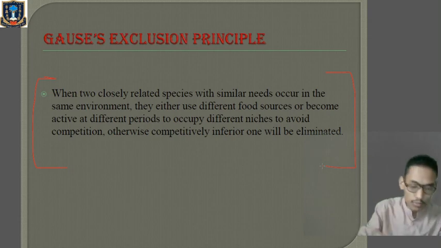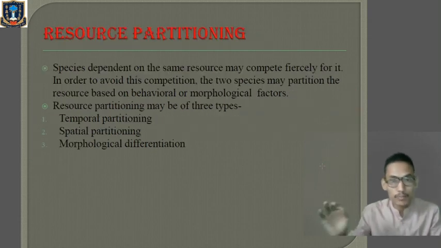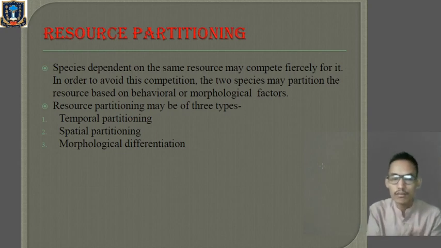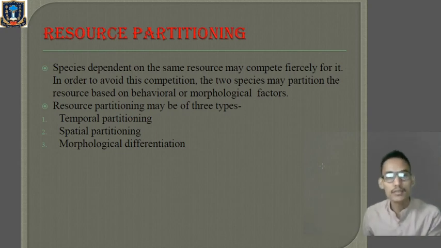Clear? Okay, now next one, we'll go through resource partitioning. That means we are trying to divide the resources, the food and space, within the species. Resource means simply food and space. Clear? So partitioning means to divide. So we are trying to divide the food and space within the species, which is called resource partitioning.